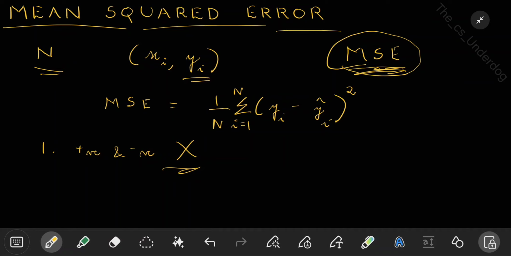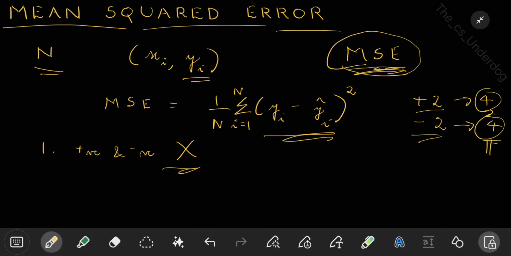In order to avoid that, you square the term. In case your yi minus yi cap is plus 2 in one case and minus 2 in the second case, if you square both these values, this will be plus 4, this will also be plus 4, which means if you add these values, this will add up to 8. So this is how positive and negative values do not cancel each other once you square it. This is the first advantage.